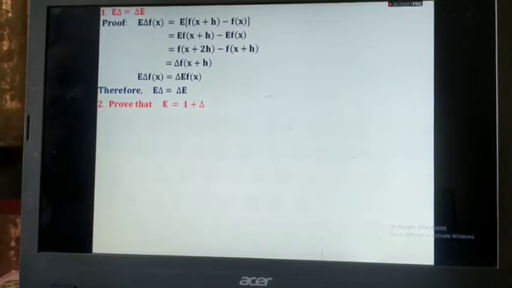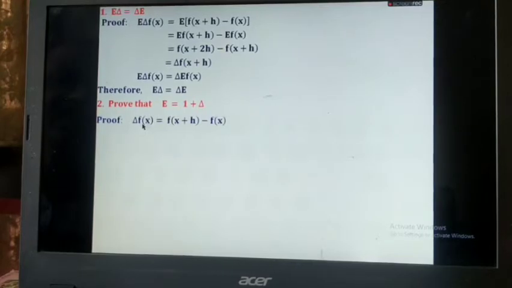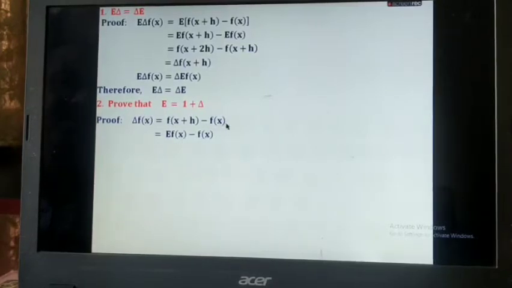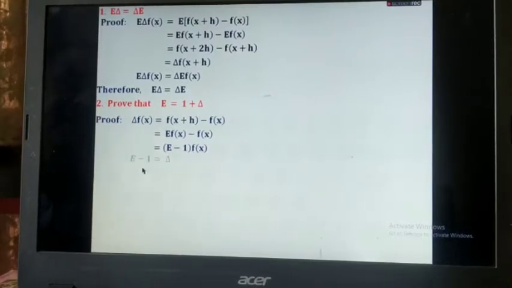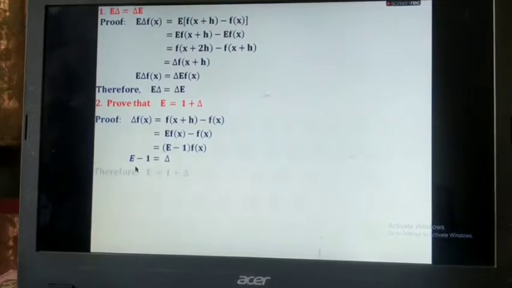Next, to prove E = 1 + Δ. For that, consider again Δ f(x) = f(x+h) − f(x). So f(x+h) can be written as E f(x). Keep this E f(x) as it is: E f(x) − f(x). Take f(x) common, we get (E − 1) f(x). That is, Δ f(x) = (E − 1) f(x). Eliminate f(x) on both sides, we get Δ = E − 1, or E = 1 + Δ.